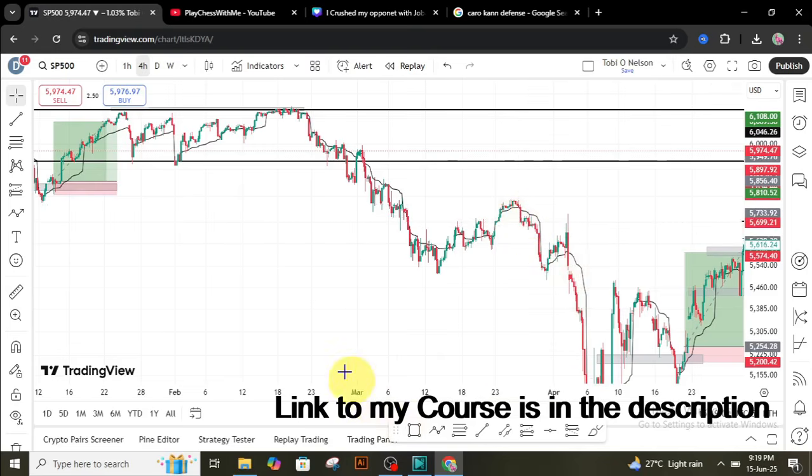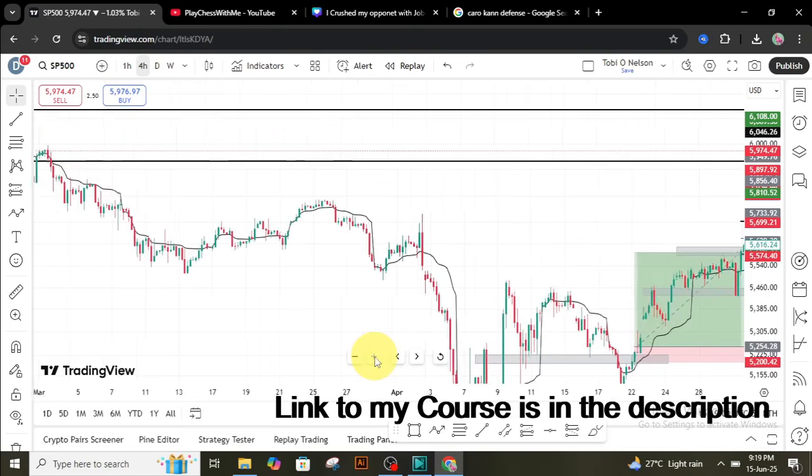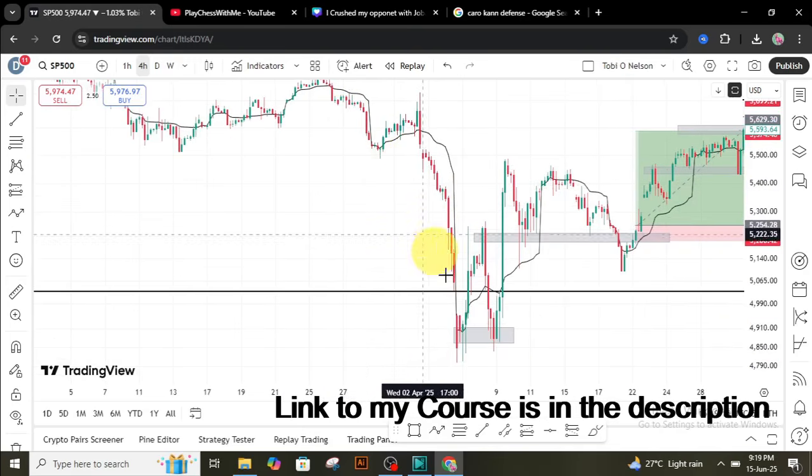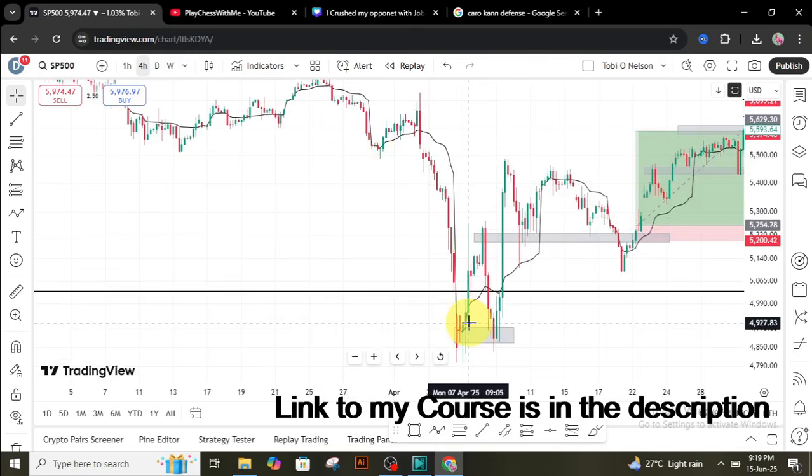In this area, you can see it has tested. You can see it came up and then we tested it. So here I can simply take my trade, put my stop loss just below out here, and watch the trade do its thing. So basically that is how you want to look at or use Fibonacci retracement.